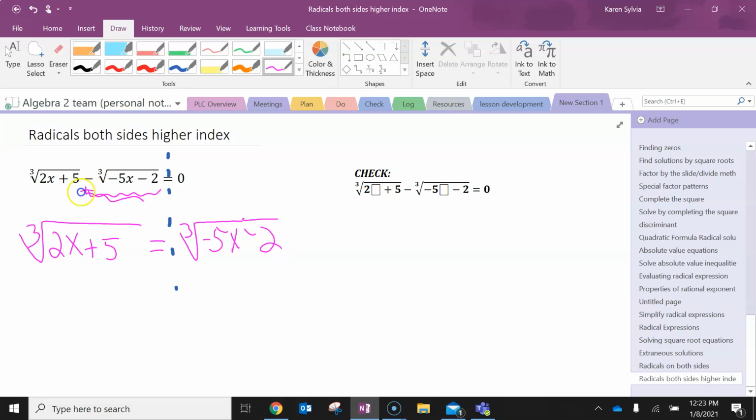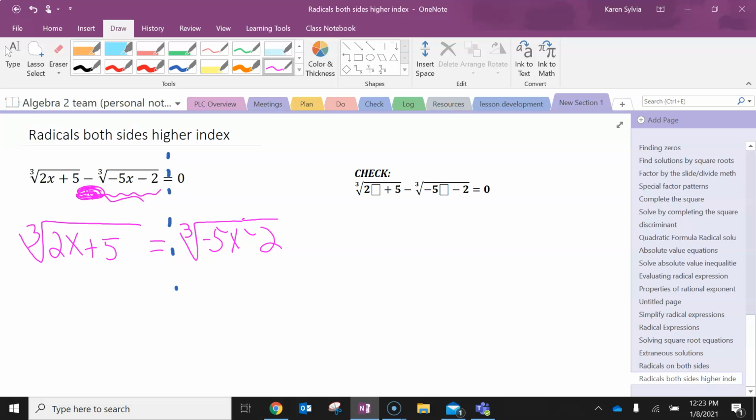So the term itself is what changes the sign. So instead of a negative in front or a subtraction sign in front, I'm going to have a positive sign. The signs under the radical, however, do not change. Nothing changes there. Okay, so now I want to get started.